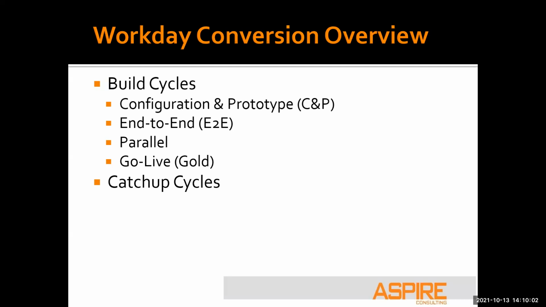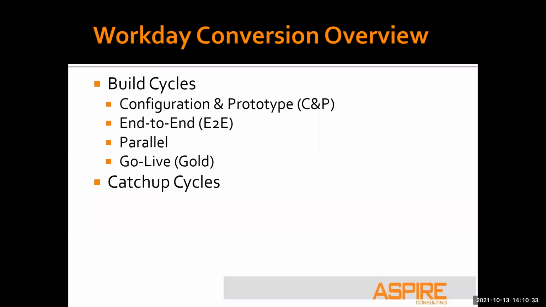After you complete your configuration prototype build, you then are into your end-to-end build. End-to-end is where you're going to test integrations, external integrations, and from a data conversion point of view, you're trying to build on what you had in the CNP build. You're going to load more files. You're going to expect better load percentages, more complete data.